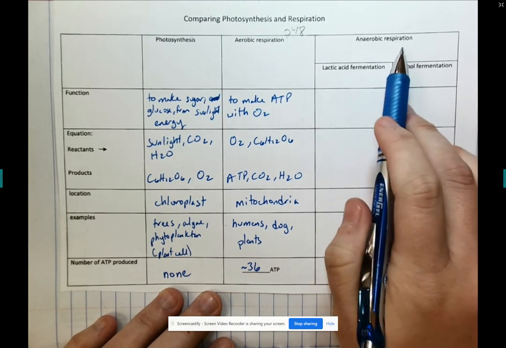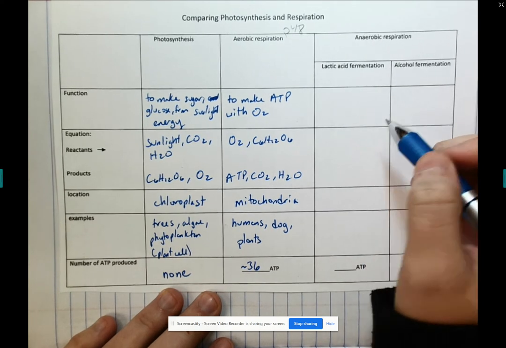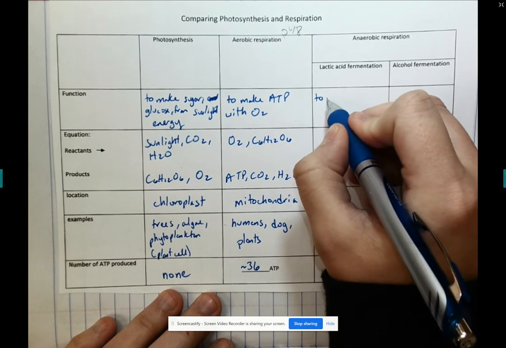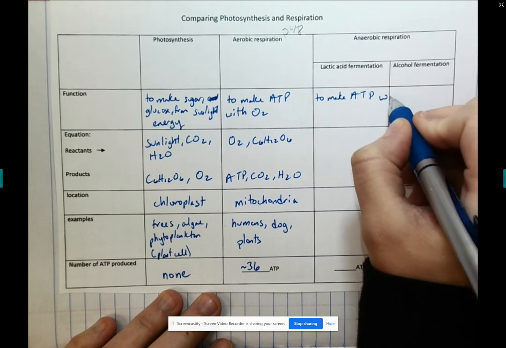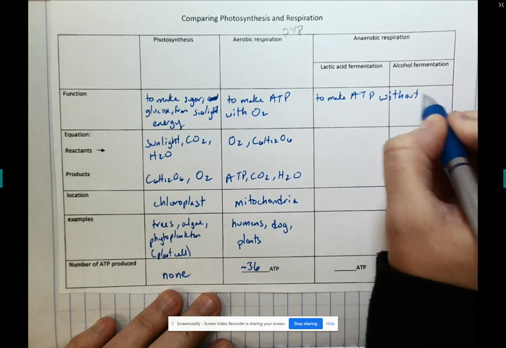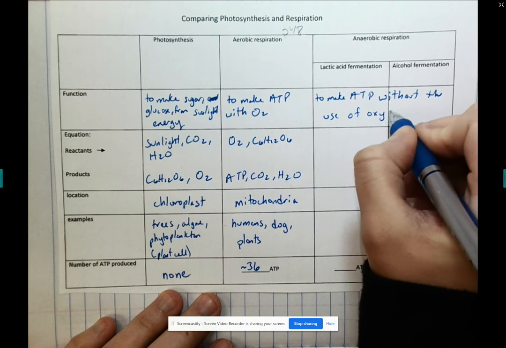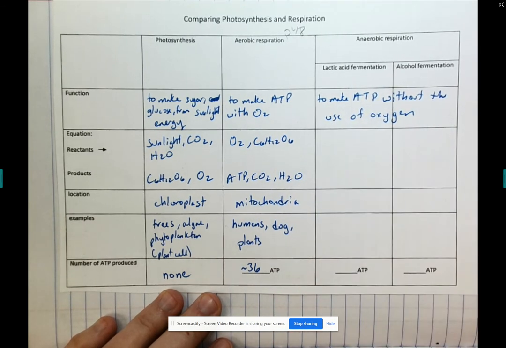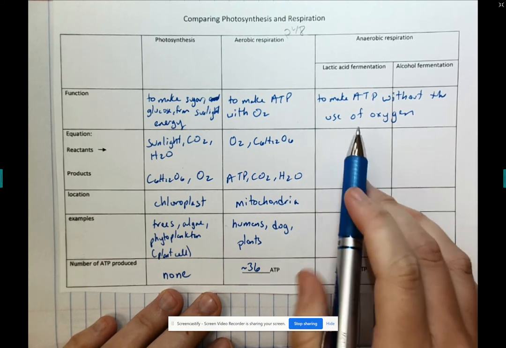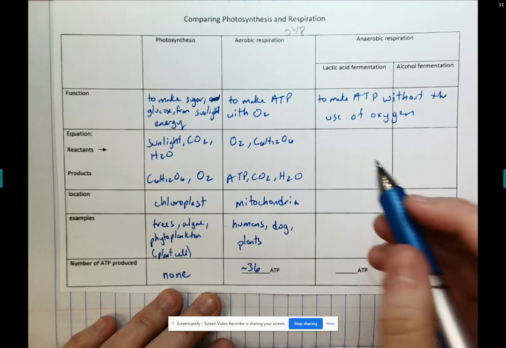Now we're going to move on to anaerobic respiration, and the function of anaerobic respiration is to make ATP without the use of oxygen. So I kind of wrote that across both of these because it is true for both of them. We're making ATP energy and we are not using oxygen.